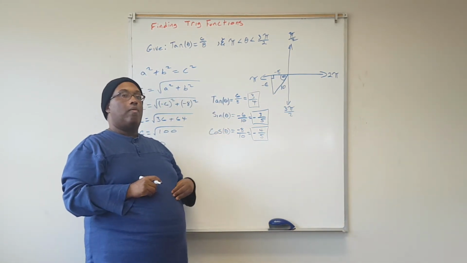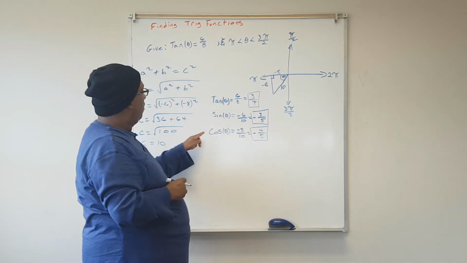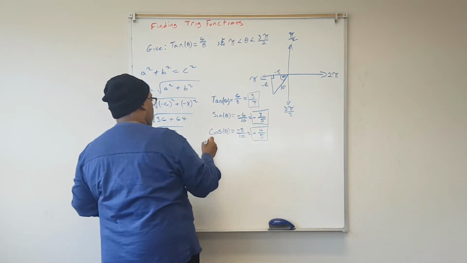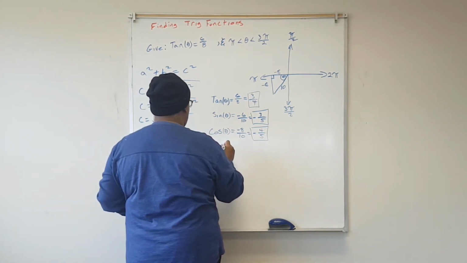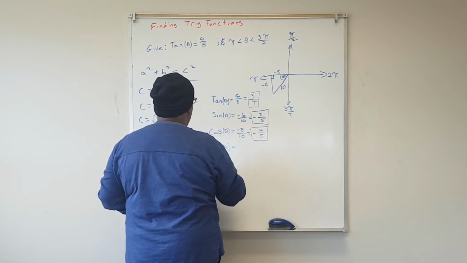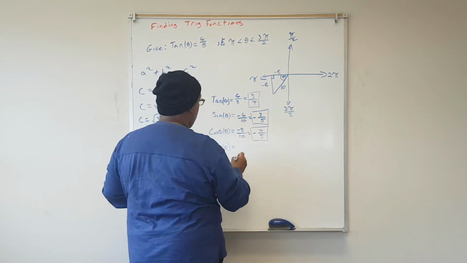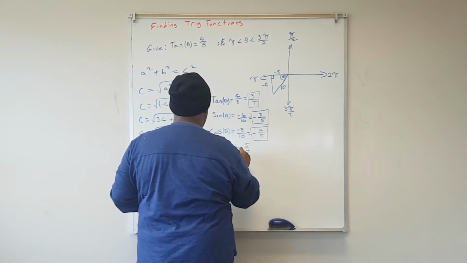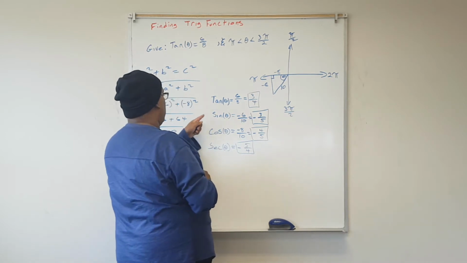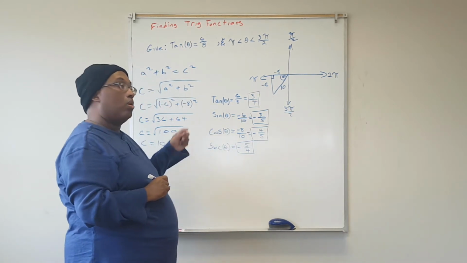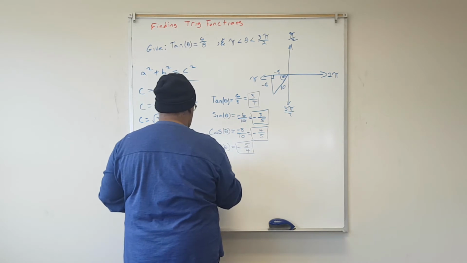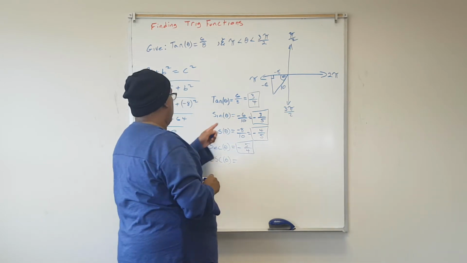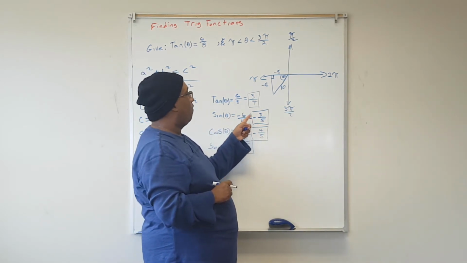We can find the remaining trig functions. The trig function that corresponds to cosine is secant. So secant theta will equal the reciprocal, -5 fourths. The one that corresponds to sine is cosecant. We take the reciprocal of this one, that will be negative 5/3.